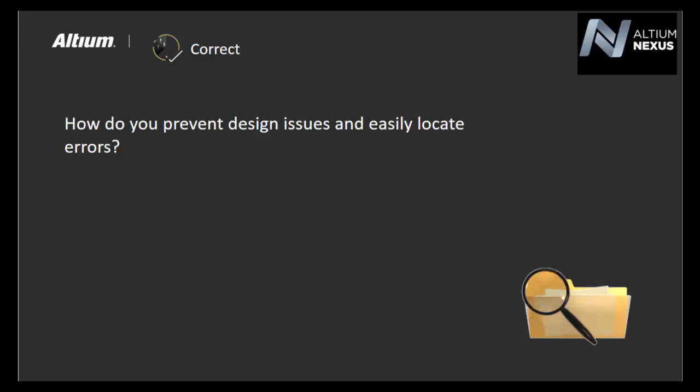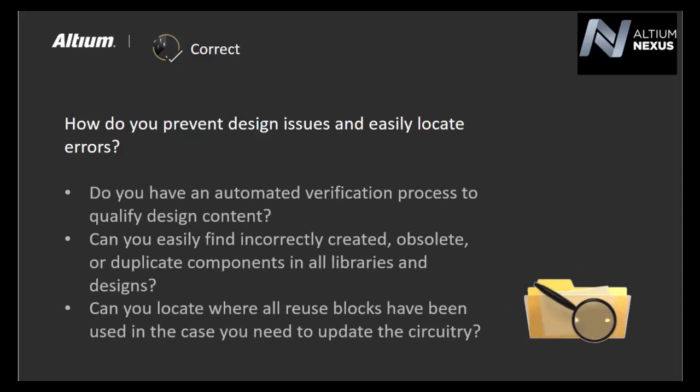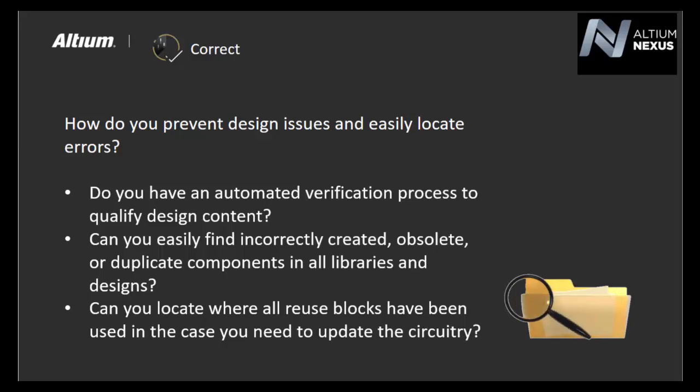Having to fix an issue in one design can be a problem, but having to correct an issue across multiple designs is a disaster. How do you prevent design issues and easily locate errors? Do you have an automated verification process to qualify design content before it's released? Can you find incorrectly created, obsolete, or duplicate components in your library and designs? Can you locate where all reuse blocks have been used in case you need to update the circuitry?